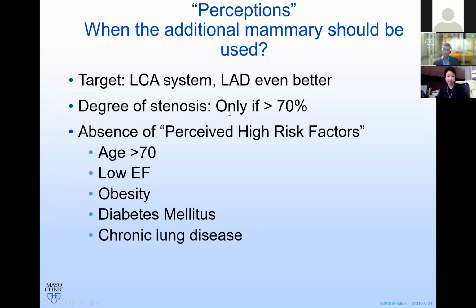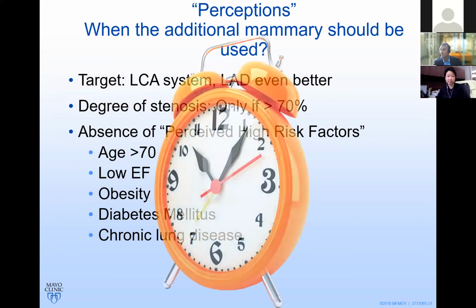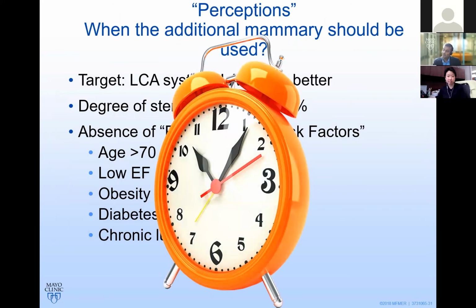You should use it if there's a definite degree of stenosis, like if the coronary artery is blocked more than 70%. And if these risk factors are not present, if the patient is not too old, the heart function is good, the patient is not obese, and does not have too many comorbidities like diabetes or lung disease, then yes, you can use an arterial conduit like a right internal mammary artery. And then there was a question of how much time it takes.